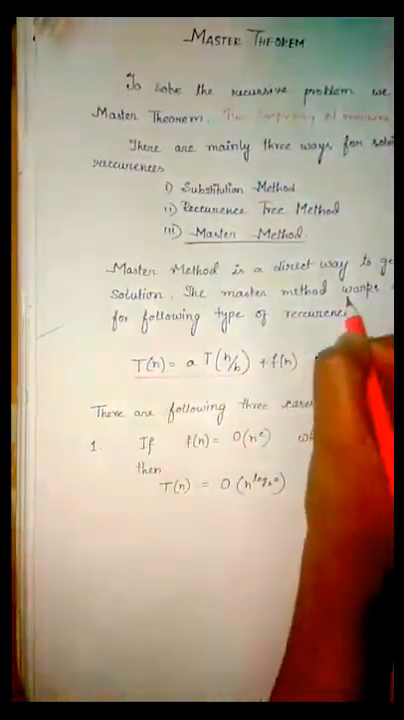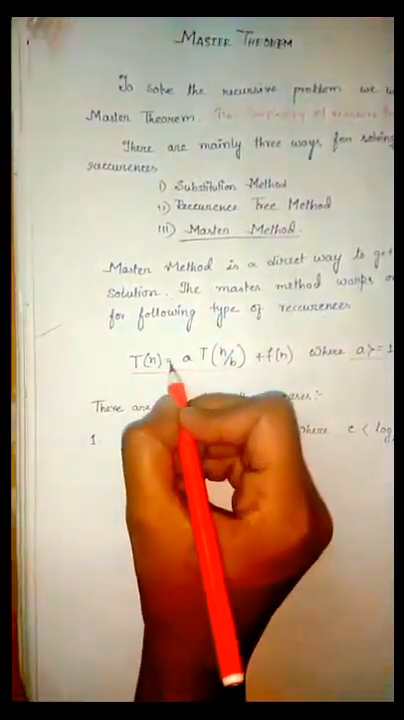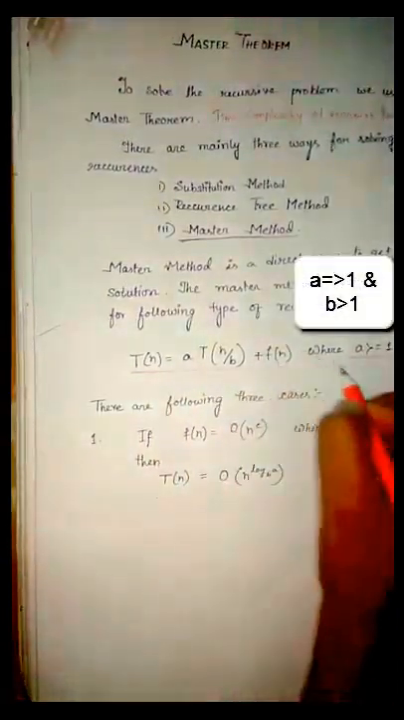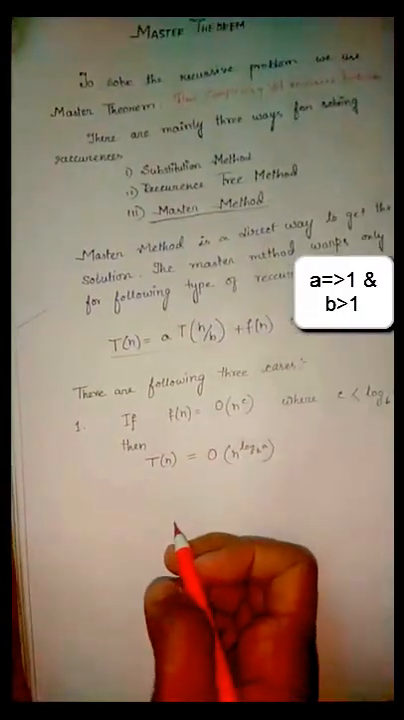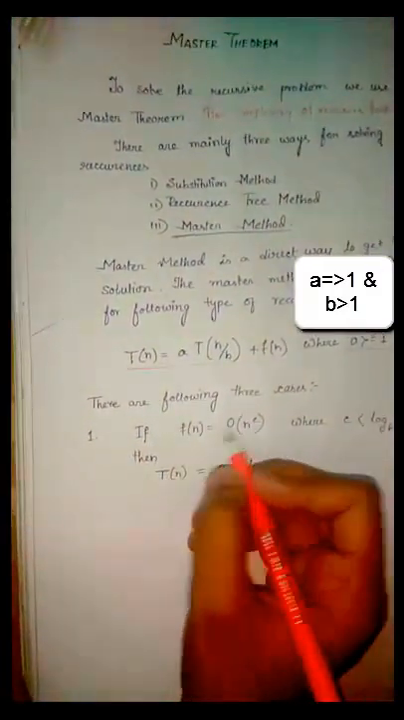The master method works only for the following type of recurrence: T of n is equal to a T of n by b plus f of n, where a is greater than or equal to 1 and b is greater than 1. There are the following three cases, one by one we will discuss.